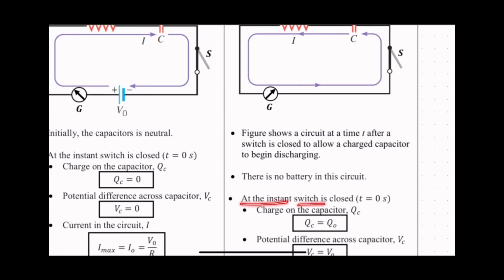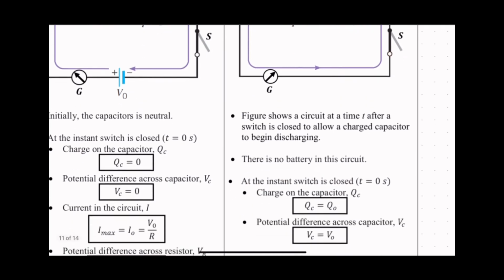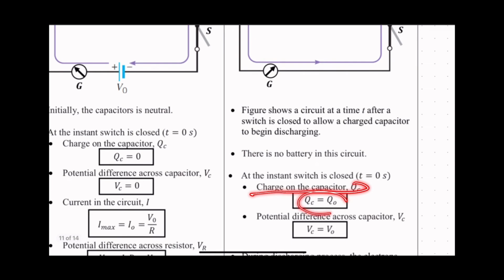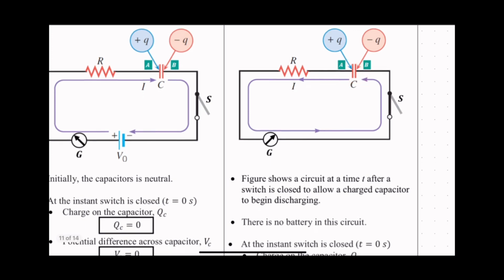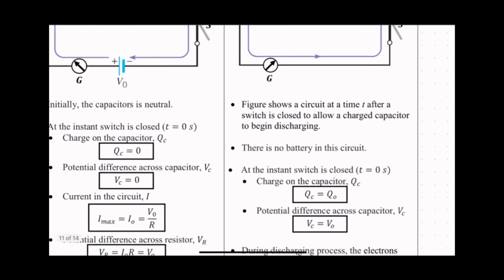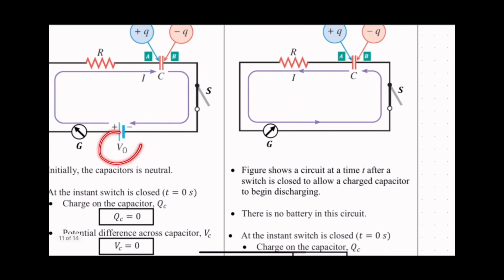At the instant the switch is closed, okay, when the switch is closed, what will happen to this discharging circuit? So the charge on the capacitor QC is equal to Q0. At this time the charge here is fully charged, maximum charge, because it has already been charged earlier. Okay, and then the potential difference across the capacitor VC is equal to the supply. Like before, if this supply is 9 volts, then the voltage across the capacitor here is 9 volts at the start. It means at the very beginning of the discharging process, the voltage here is the same as the supply. So it is as if the capacitor acts as a supply block.